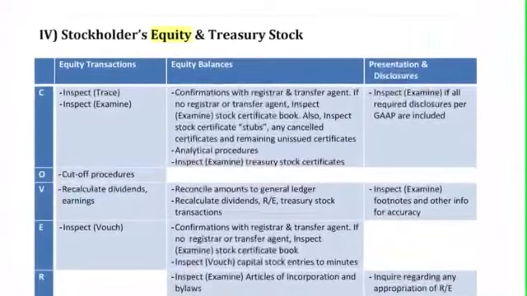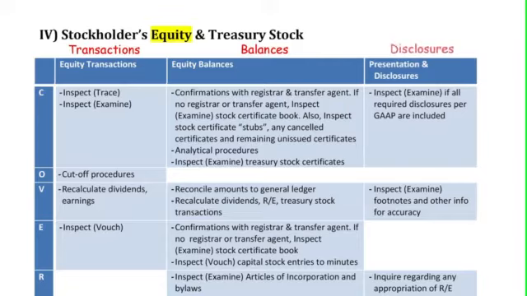Highlight equity. So you have the table there. We know the first column, right, transactions. Second column is balances. Third one, that's right, disclosures. Now, when you're auditing equity and you're looking at the C, the completeness assertion, good audit procedures would be confirmations with registrar and transfer agent. If no registrar or transfer agent, inspect or examine stock certificate book.